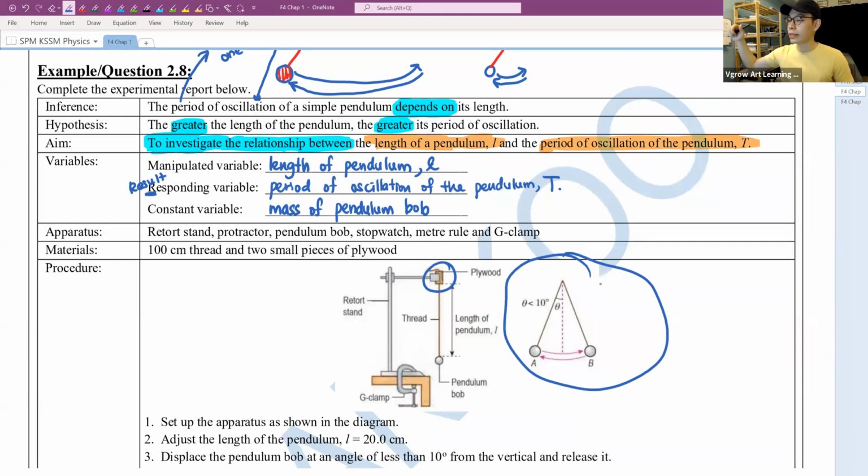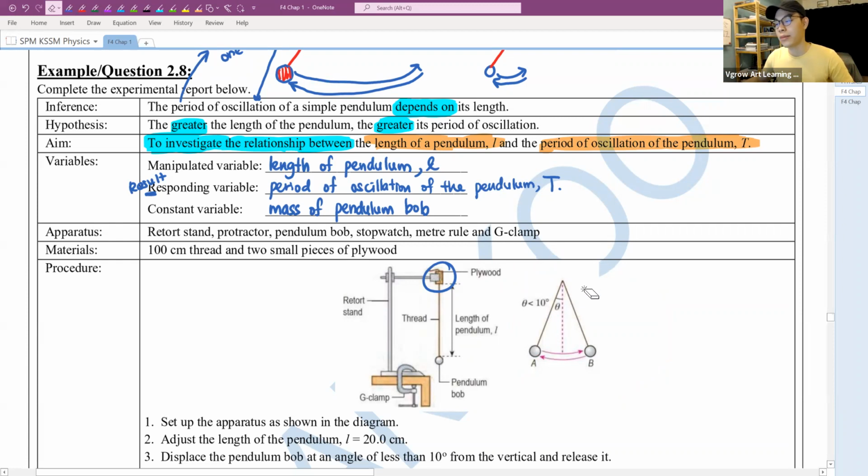Okay, we will take somewhere around a 10 degree angle, so we don't want too big. So maybe I just put the protractor there and then estimate, okay, less than 10 degree, and then I release. I don't want too big and I don't want too small. I want every angle about the same, because that might also affect my reading.